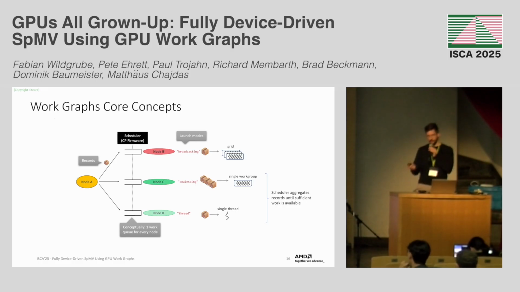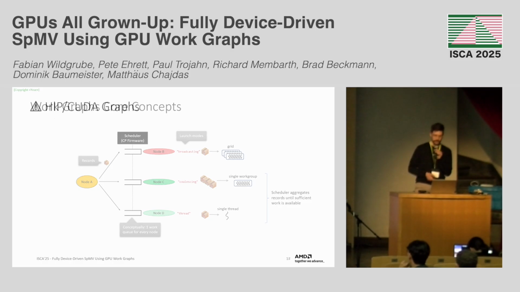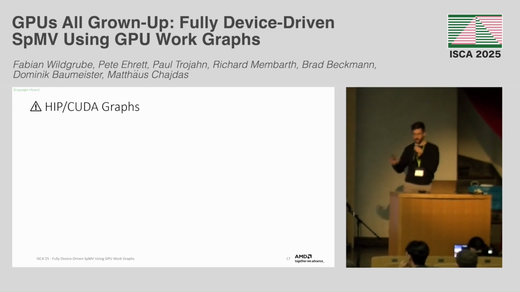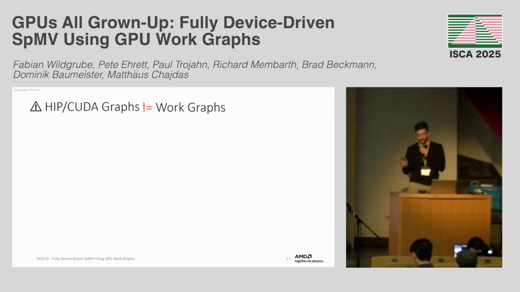So some of you may look at this and say, wait, we already have computational graphs on GPUs. They are called HIP or CUDA graphs, depending on your flavor of programming scheme that you want to use. And that's true, but they are decidedly not the same as Workgraphs. So let me spend a couple minutes explaining why.